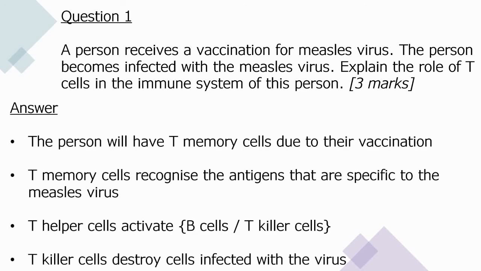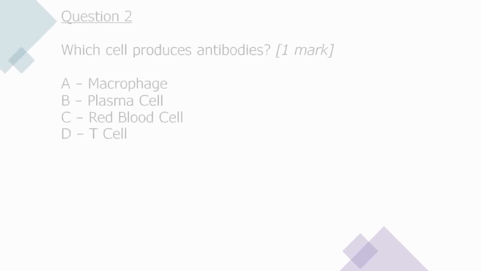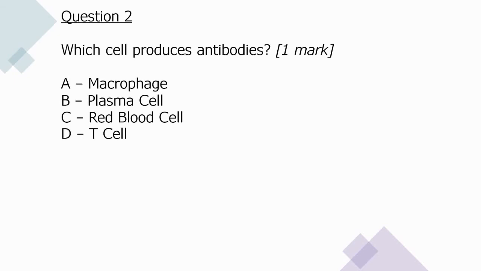Question 2. Which cell produces antibodies? A. Macrophage, B. Plasma cell, C. Red blood cell, or D. T cell? We know that A, macrophage, is involved in phagocytosis, so this engulfs pathogens, so this does not produce antibodies. We know that T cells don't produce antibodies, and red blood cells are of course not involved in the immune response as it's white blood cells which are.